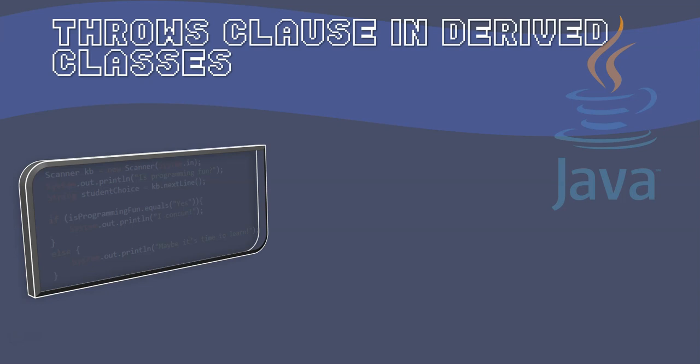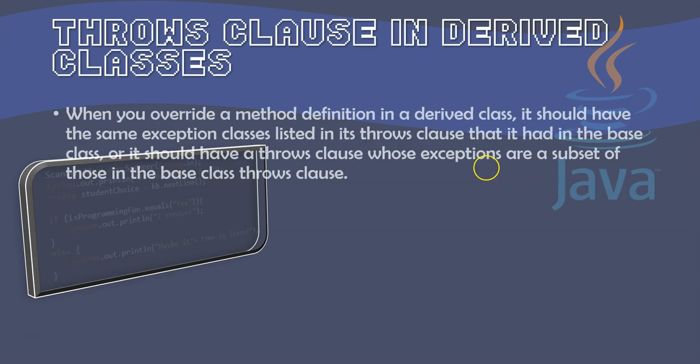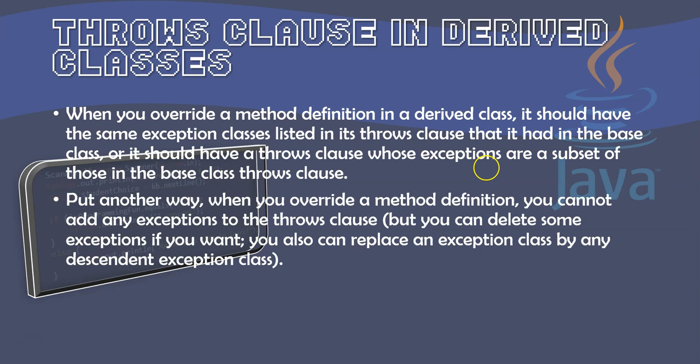Now, what about the throws clause applied to derived classes? Well, when you override a method definition in a derived class, it should have the same exception classes listed in the throws clause that it had in the base class, or it should have a throws clause whose exceptions are a subset of those in the base class throws clause. So you do still have to carry these over. Put another way, when you override a method definition, you cannot add any exceptions to a throws clause, though you can delete some exceptions if you want. You can also replace an exception class by any descendant exception class.